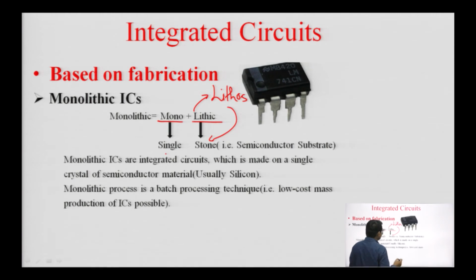Here the stone means the semiconductor substrate or semiconductor wafer, which generally provides mechanical support to the device. We can say the semiconductor substrate is the chassis for an IC. A monolithic IC is an integrated circuit made on a single crystal of a semiconductor material, usually silicon. Single semiconductor material gives the word monolithic, where mono means single and lithic is derived from the Greek word lithos, the stone.